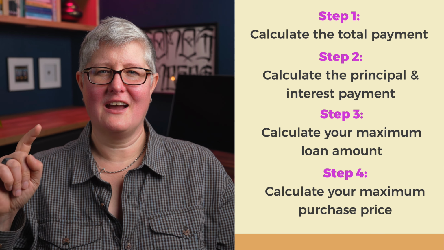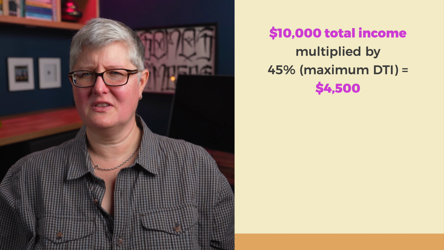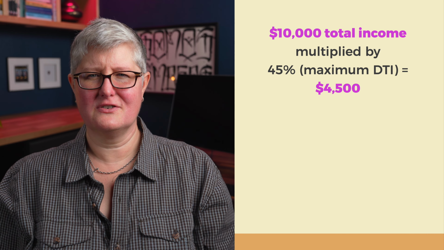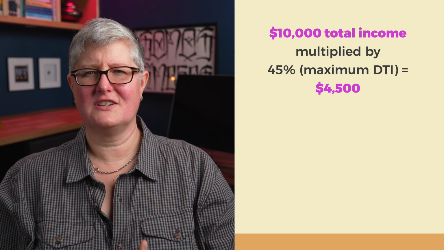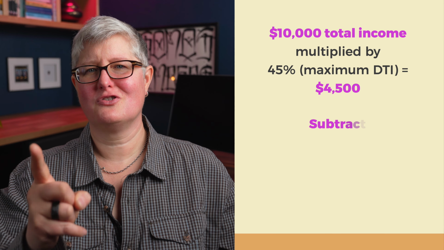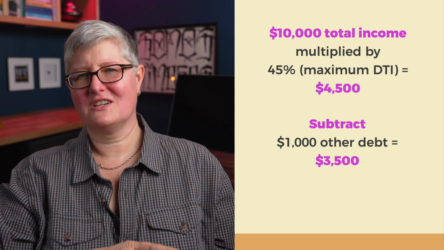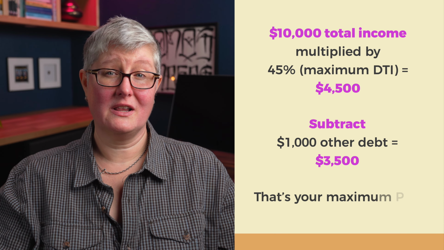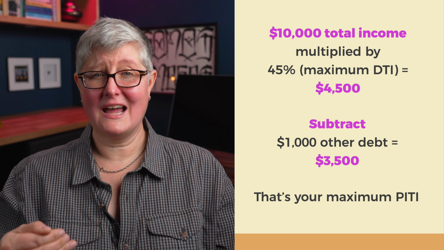To do this, we're going to multiply your $10,000 total income times 45%, which is our maximum debt to income ratio that DU gave us. That'll give us $4,500 in total debt payments. But remember, we have that $1,000 of other monthly debt, so we have to subtract that too. That leaves us with $3,500 as a maximum house payment, or what lenders call your PITI.